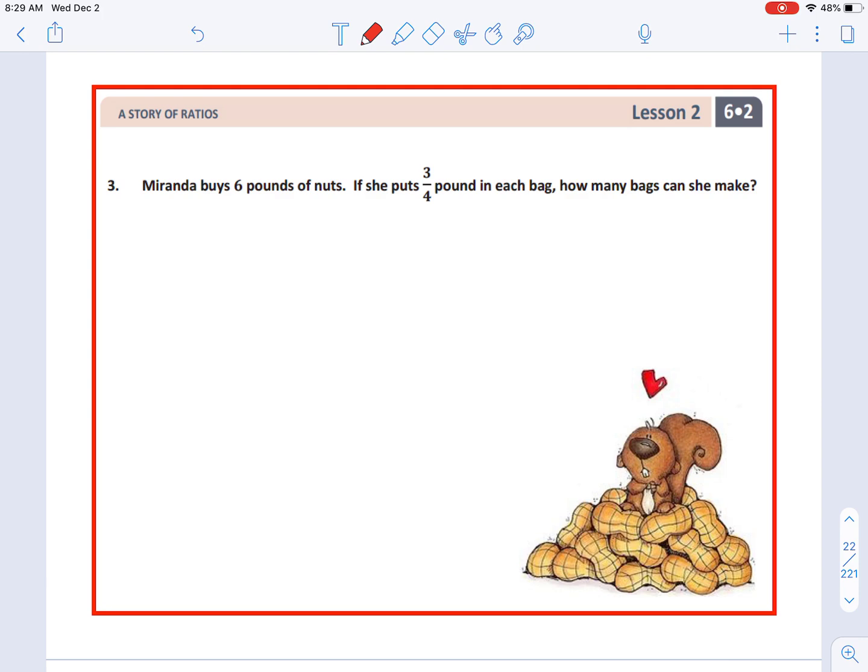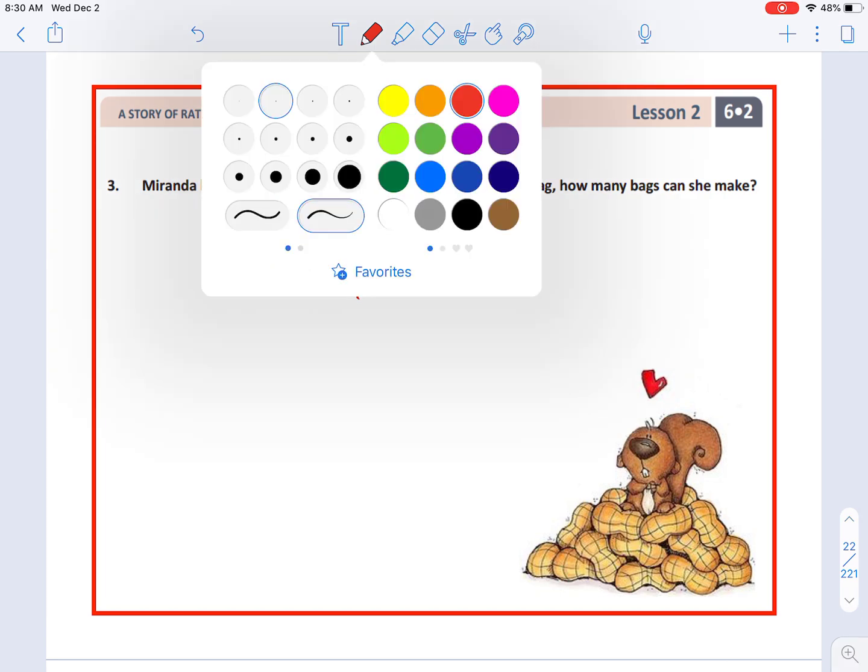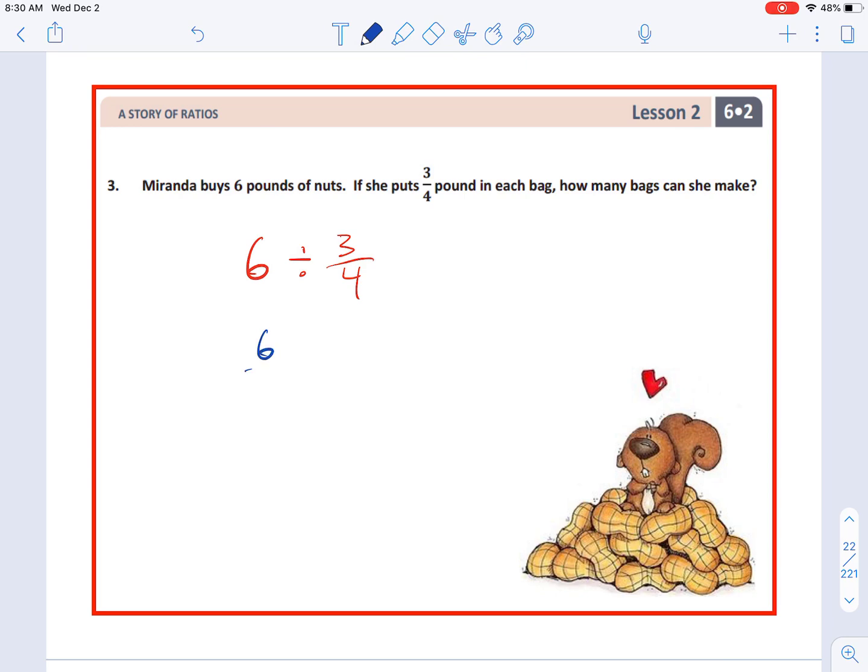You should have tried this one on your own. And we know that Miranda has 6 pounds of nuts. We're trying to figure out how many 3/4 are in those 6 pounds. Okay, so we're going to divide 6 by 3/4. Our next step is to change 6 into a fraction, and then skip, dot, flip.